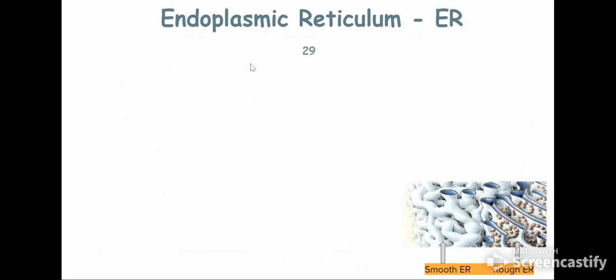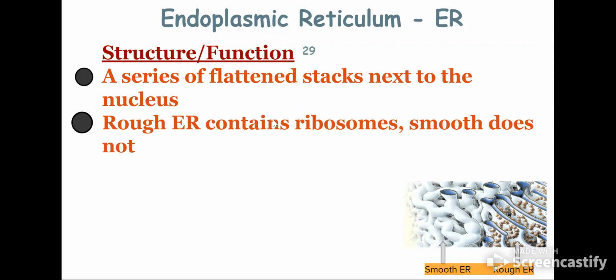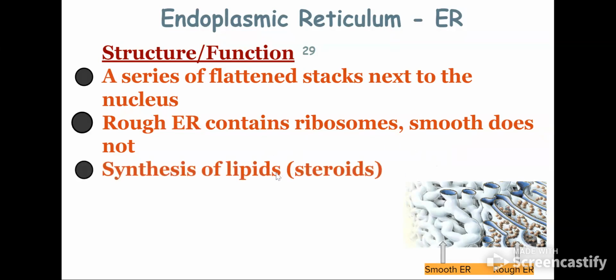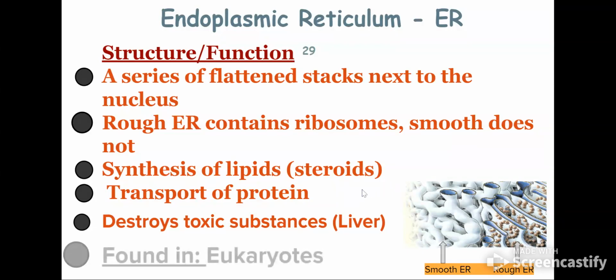The endoplasmic reticulum, which we'll abbreviate as the ER, is a series of flattened stacks that's next to the nucleus, so it surrounds the nucleus. The rough ER is called rough because it has ribosomes, so you see little dots on it. Smooth does not have ribosomes. This is where lipids are synthesized or made. Remember things like steroids. This is where transport of protein happens, so proteins get moved. And it can destroy toxic substances, kind of like a mini little liver in your cell. And these are found in all eukaryotes.